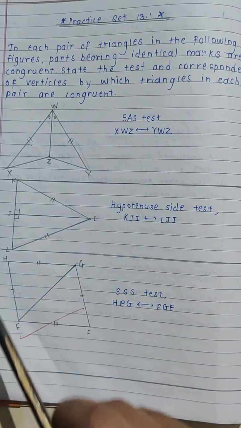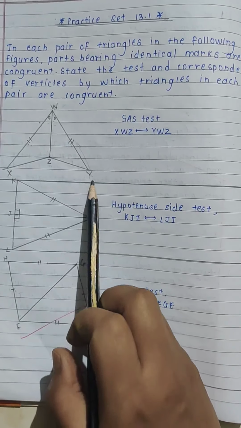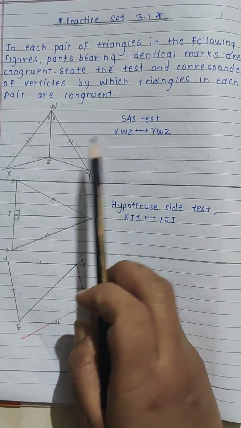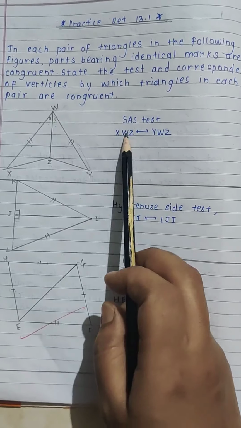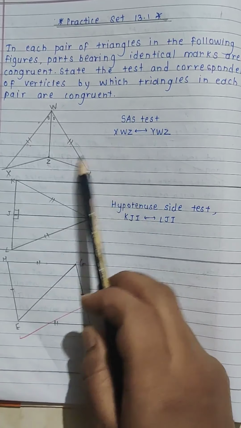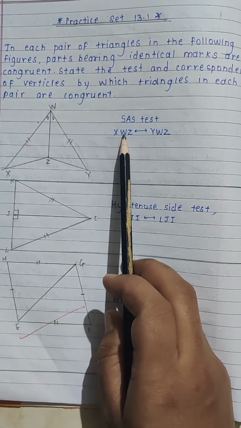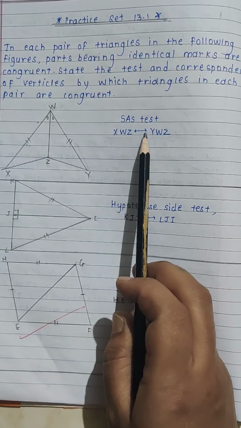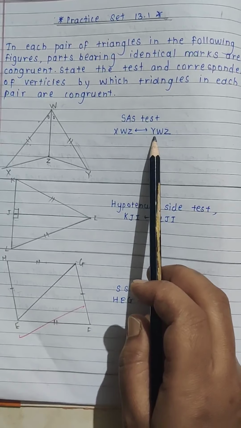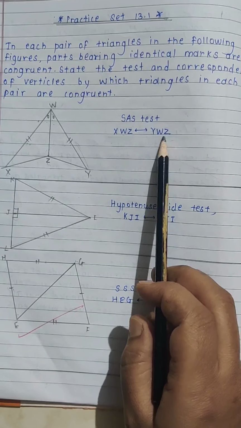One-to-one correspondence. X will correspond to Y. So X will write here, Y will come here. W is common, so W. Z is also common, so Z also comes at the last. So we will write X, W, Z has one-to-one correspondence to Y, W, Z.